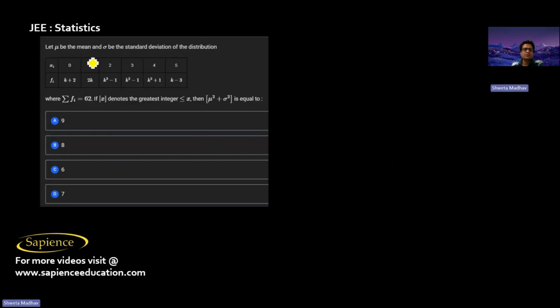Then it is told: let μ be the mean and σ be the standard deviation of the distribution. The summation of fi, the sum of all the frequencies, is 62. If [x] denotes the greatest integer less than or equal to x, then the greatest integer of μ² plus σ² is equal to... σ is the standard deviation, so σ² is the variance. The sum of all the frequencies is 62.